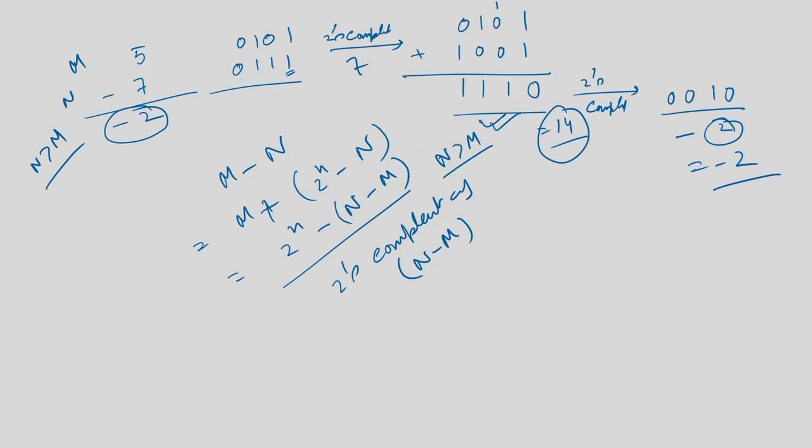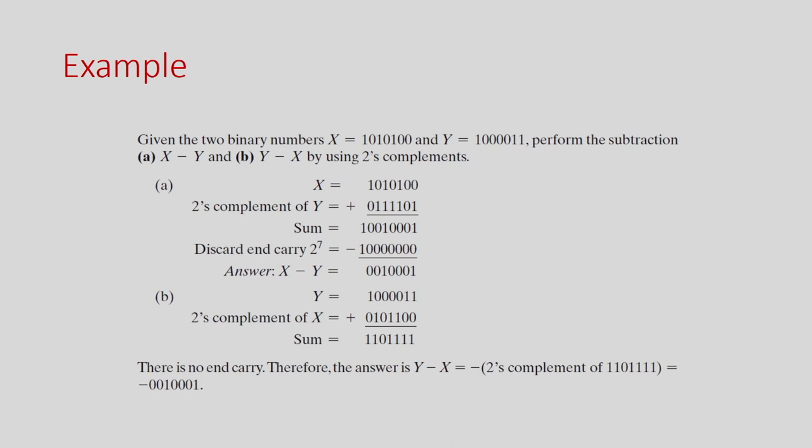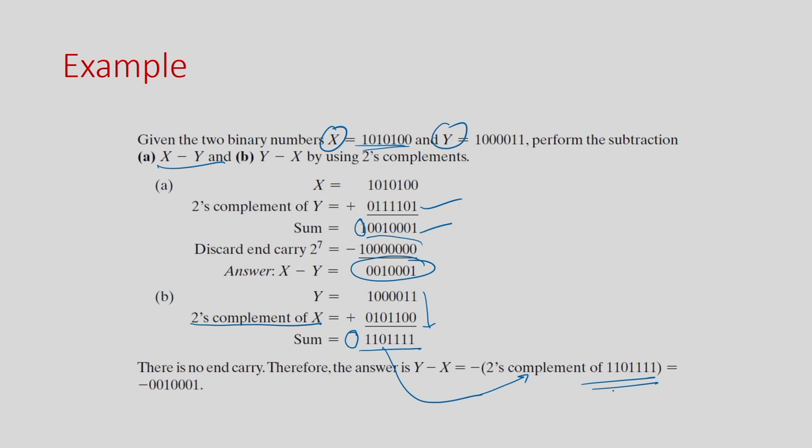Let us now move on to signed numbers. Before moving there, there is one more example here. I have x and y, which I subtract. The 2's complement of y is this, and this is my sum because there is a carry out here. If I discard the carry, this is my result. Now if we do y minus x, since x is greater than y, the result will be negative. So I take the 2's complement of x, and the summation is this, and there is no carry here. So this is nothing but the 2's complement of the actual result, which is this. Okay, so this we understood.